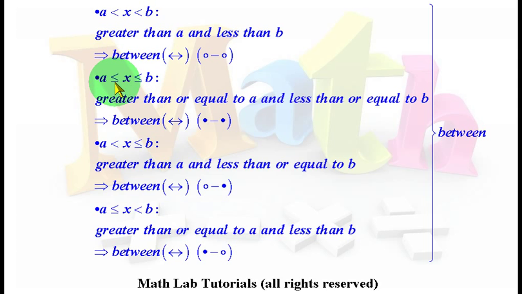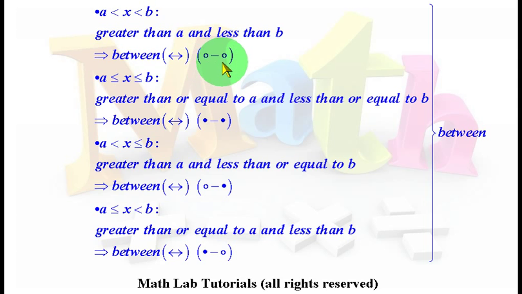x is greater than or equal to a, and x is less than or equal to b. So that's also a between inequality, and you pronounce it greater than or equal to a, and less than or equal to b. So that's between, so we use a double arrow like so, and it's inclusive. The equal sign means including a. The equal sign means including b. So it's an inclusive inequality at both endpoints, whereas this is an exclusive inequality at both endpoints.